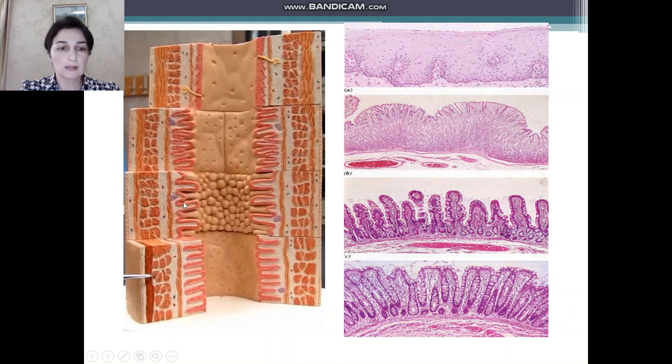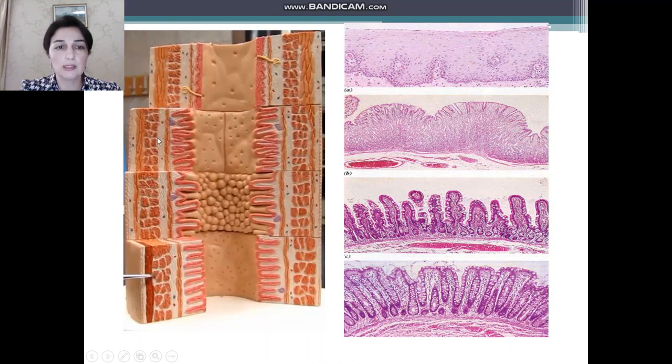If we look at the three-dimensional structure of various components of the alimentary canal, we can see differences in the appearance of the lumen and the wall. First of all, here we are looking at the esophagus. In the esophagus, the lumen is covered by stratified squamous non-keratinized epithelium. Here we are looking at the histological section of that part of the epithelium, which is stratified squamous non-keratinized epithelium.